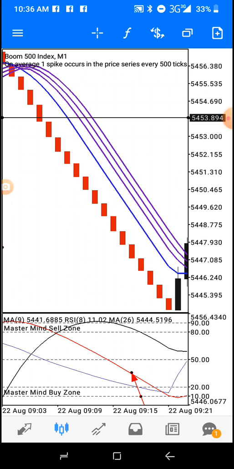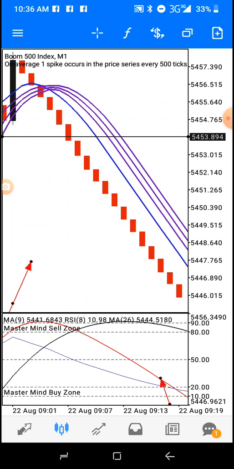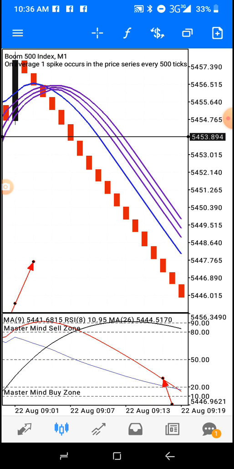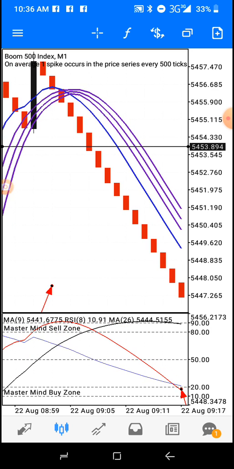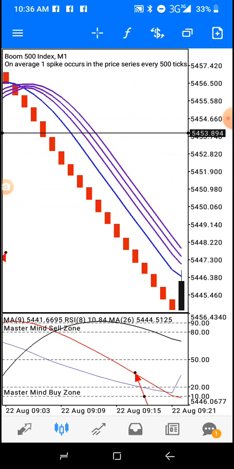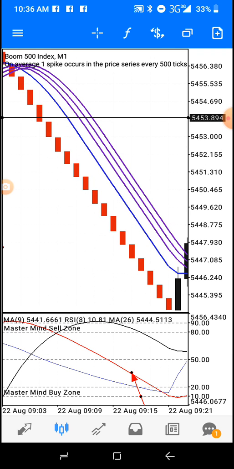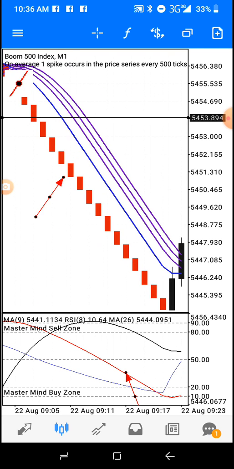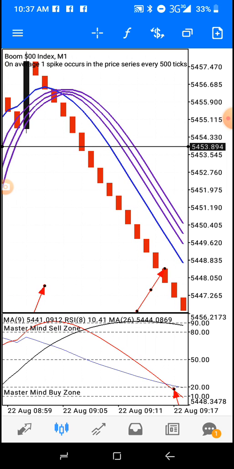Let's see how many candles there are. 1, 2, 3, 4, 5, 6, 7, 8. It should be out by then because the moving average is already in the indicator window before the spike came. So now again, I don't advise you to enter at that point. Let's see if there's another opportunity.